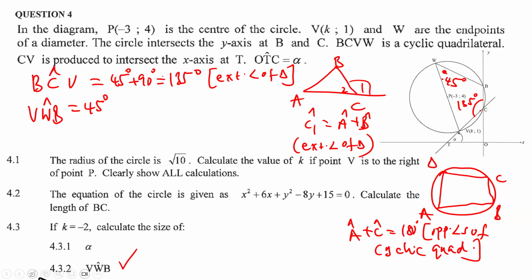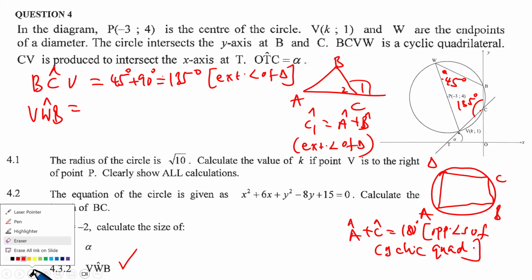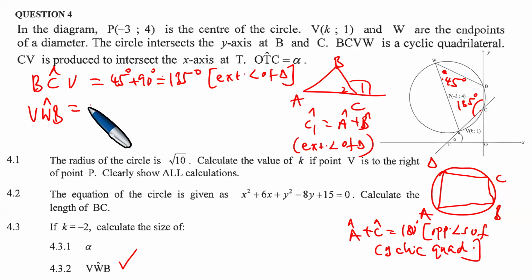Right. So in other words, you can even say, let's do this. You can say VWB is equal to, because everything adds up to 180 degrees, and you want to get VWB, this one, so you say 180 minus 135 degrees, and this is 45 degrees. Why is this the case? Why is it that when you add this plus this, you get 180?